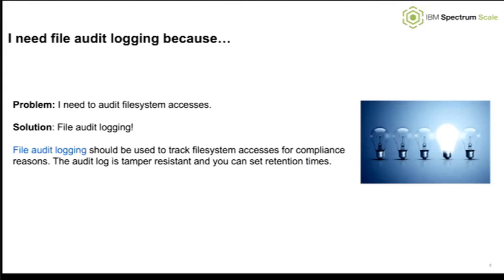So where should I use file audit logging? Well, when you need to audit file system accesses, when you need to know who did what file system operation, at what time, what was their user ID, and a whole lot of other information. Basically, when you need to record the file system accesses, use file audit logging. I said in the previous slide to think of file audit logging as a tool. This tool is used to track file system accesses for compliance reasons. This tool is used for security compliance.